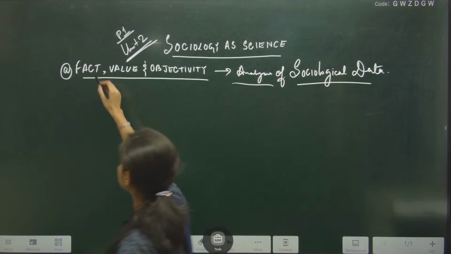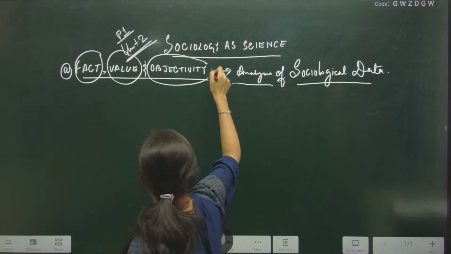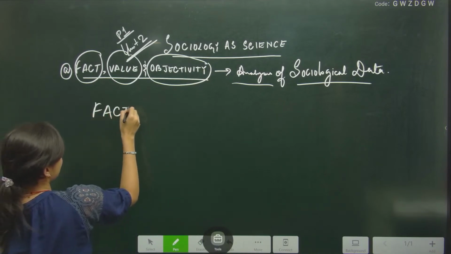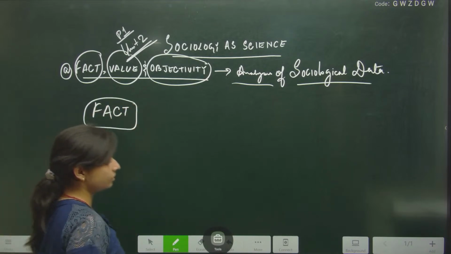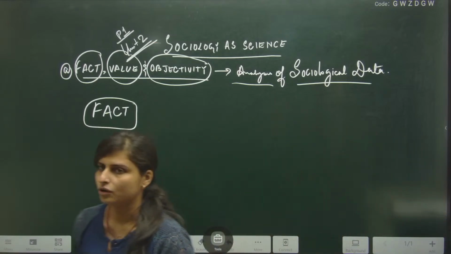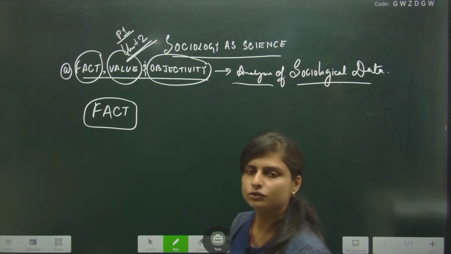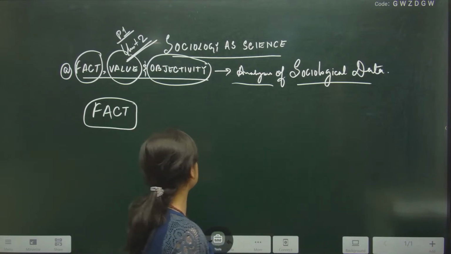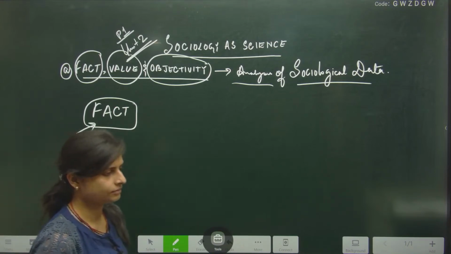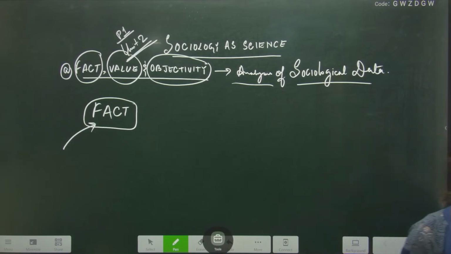Now we all have heard about fact. We all have heard about value. We all have heard about objectivity. But how are we going to define a fact? Any statement, any analysis, or any theory, is it a factual theory, or is it based on certain facts, or derived from a certain fact? So basically, what is a fact? What can be said is a fact?